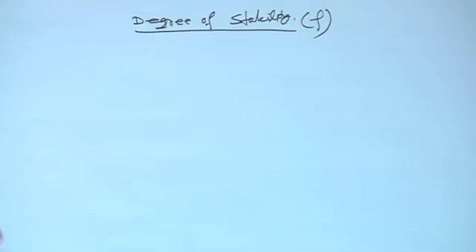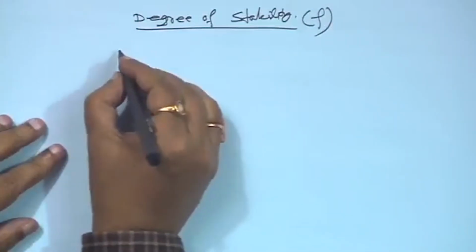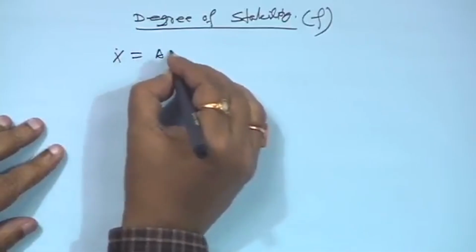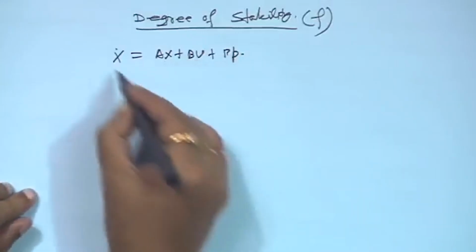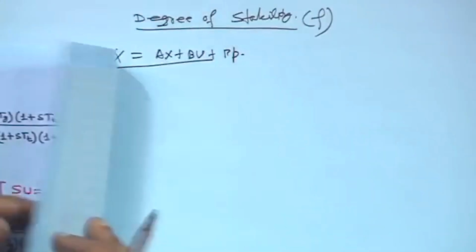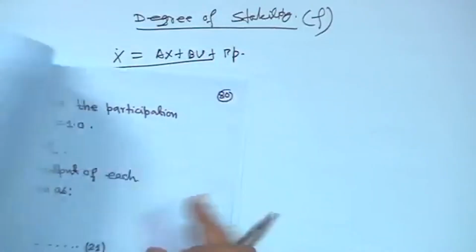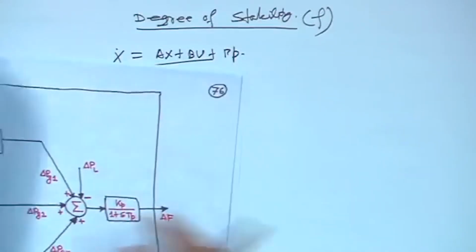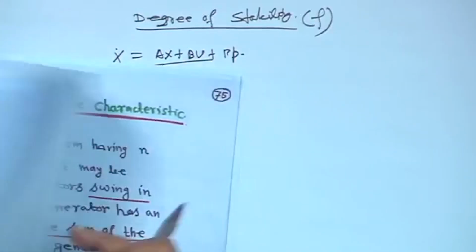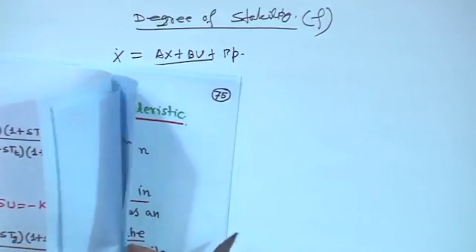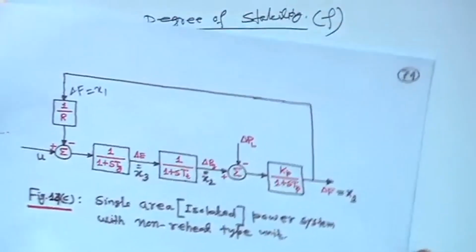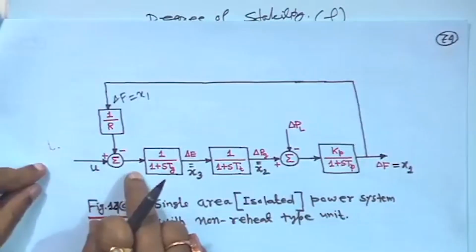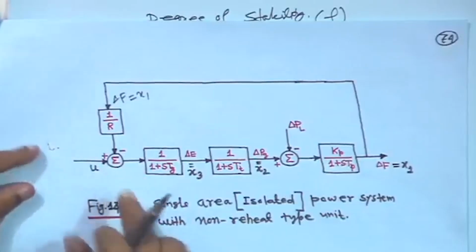So, what we can do is that we know the equation x dot is equal to Ax plus Bu plus gamma p. This we know. Now, look at this diagram, this non-reheat type diagram. Only we will take this one, then it will be easier for you to understand this. So, in this case, for a control mode, I will draw this diagram for you.